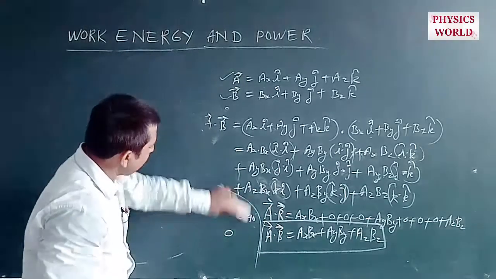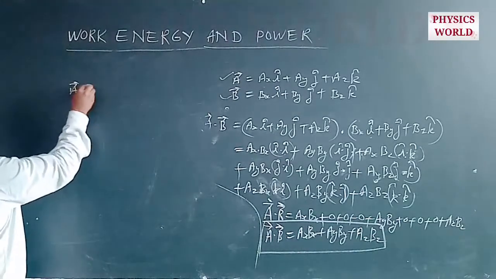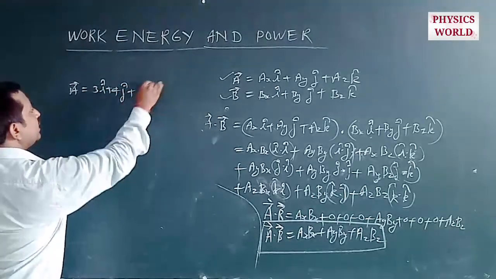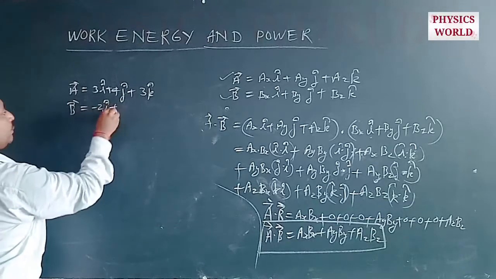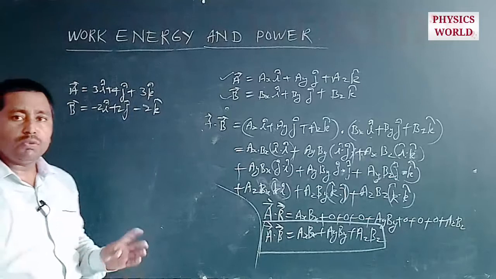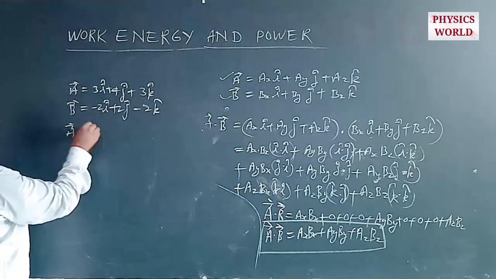So suppose that we have two vectors, vector a is equal to 3i plus 4j plus 3k and vector b equal to minus 2i plus 2j minus 2k. Then what will be the value of the dot product of these two vectors, vector a dot vector b?